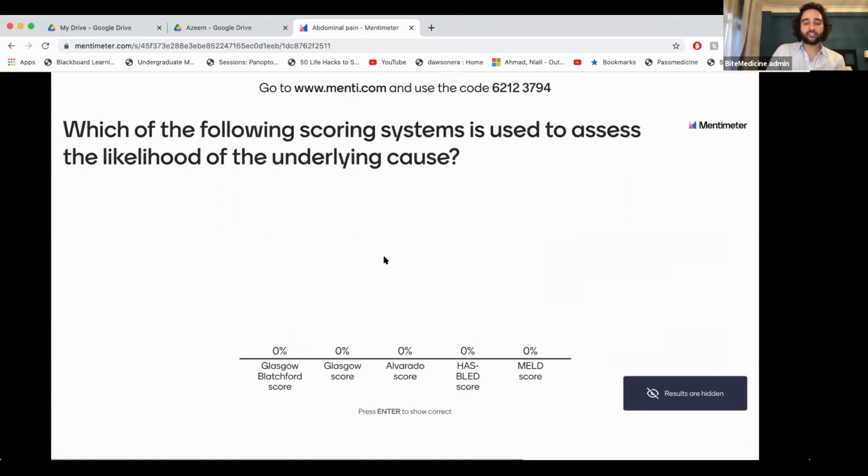But let's think one step ahead of that. If our top differential is X, what about a scoring system for that differential to help you, from an evidence-based point of view, come up with or support your diagnosis? Which of these scoring systems might help you?